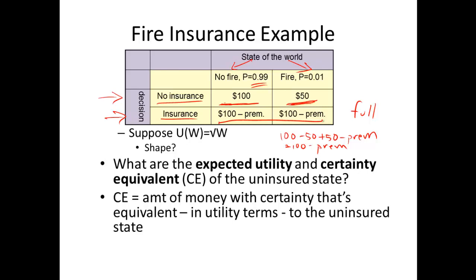All right, let's think about working the problem. Again, let's suppose the utility of wealth is described by the square root of W, which is the same as W to the 0.5. That shape, again, is a risk-averting shape. That's a person who does not like risk. The questions I want us to think about are the following. What are the expected utility and certainty equivalent of the uninsured states? And again, the certainty equivalent, we talked about it on the last slide, but that's the amount of money with certainty that's equivalent in utility terms to being in the uninsured state. That's going to be a helpful number for telling us how much the person would be willing to pay for insurance.